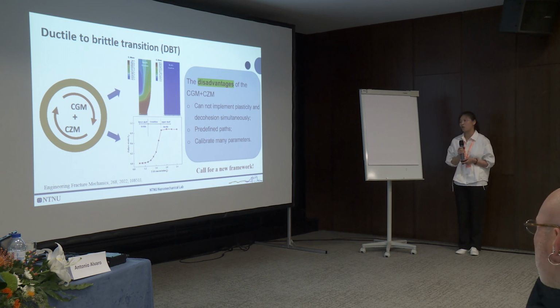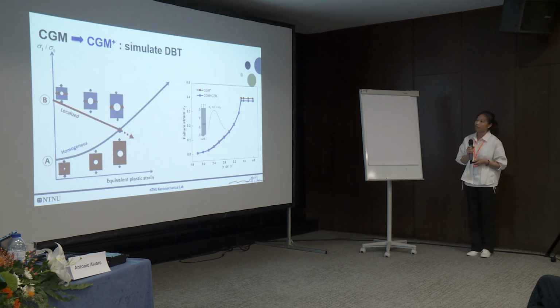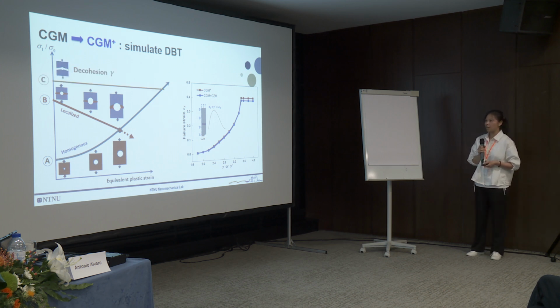This new model, on the one hand, should be able to simulate the ductile to brittle transition. On the other hand, it should not have these disadvantages. Then let's see our new model, the complete Gurson model plus. Again, this left figure shows the illustration of the complete Gurson model. We have the homogeneous deformation of the void, path A, the localized deformation void coalescence, path B. And based on this, we can add a path C.